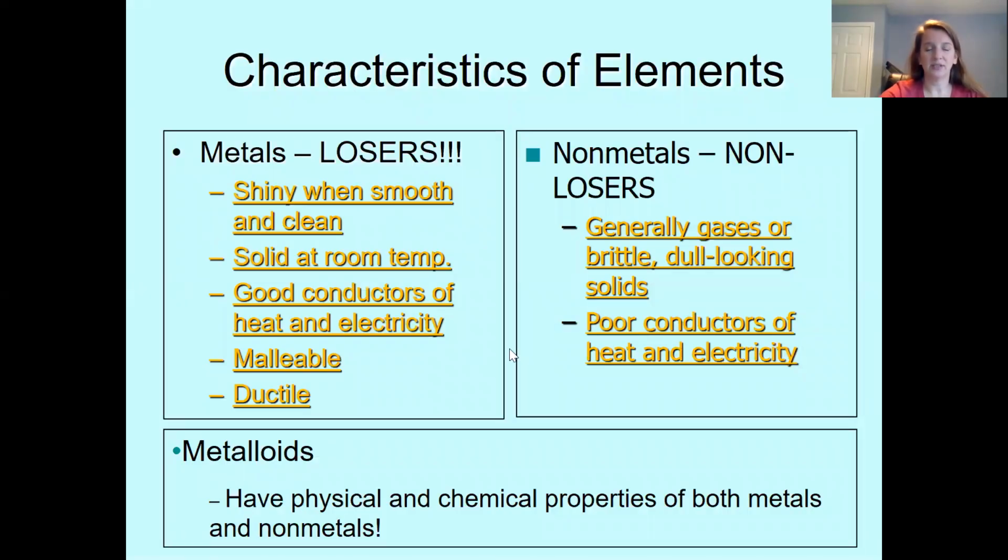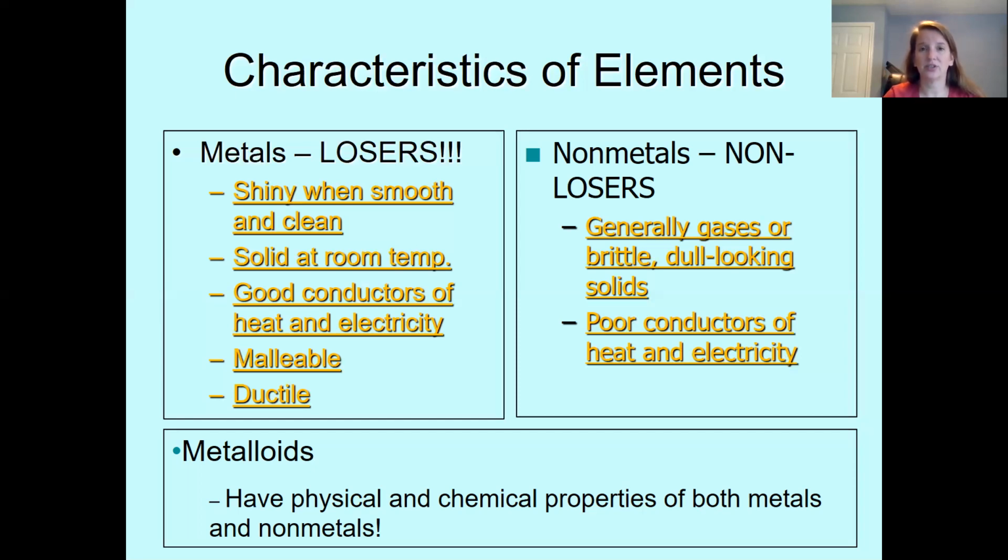So here are some characteristics of those three main groups: metals, nonmetals, and metalloids. These are things that you've probably heard before from middle school or other science classes that you've had. I have added a couple of little things here, such as that metals are losers. That's right. Metals are losers. That means that they all lose their valence electrons when they are trying to get a stable electron configuration. All metals are losers.